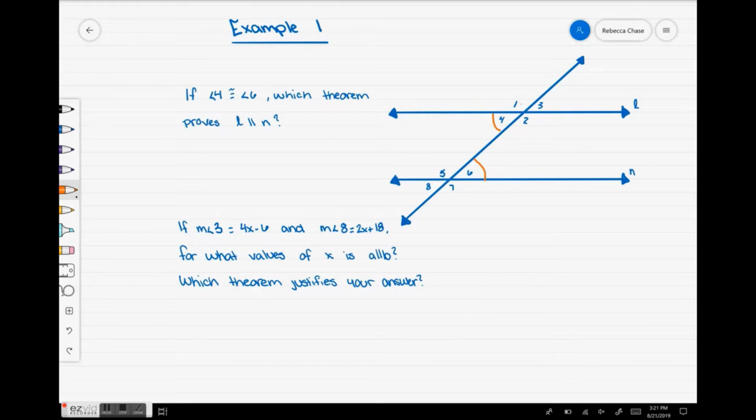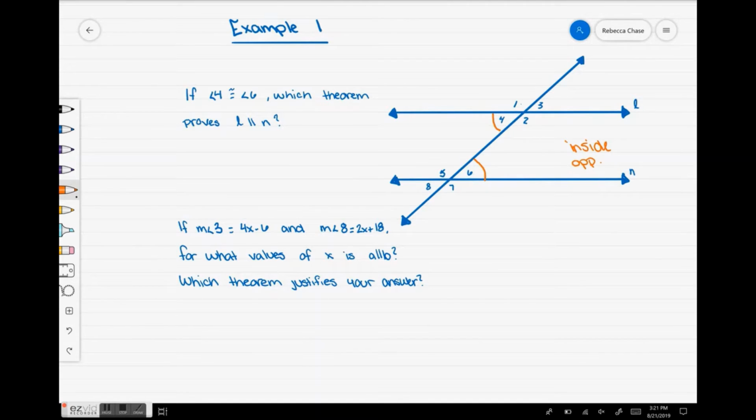All right, so we can't just look at lines and say, okay, well, they both look like they'll never touch, so we're just going to assume that they're parallel. They could be slightly not parallel and you'd never be able to tell. So we have to look at those angles and figure out what type of angles those are. They are on the inside and they're on opposite sides, right? So that's going to be alternate interior.